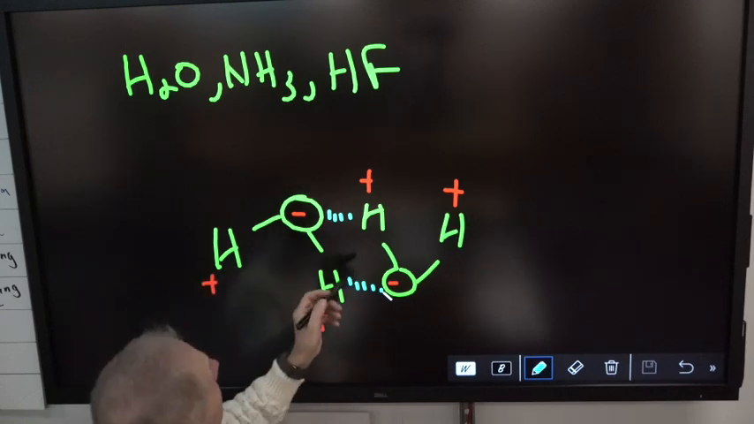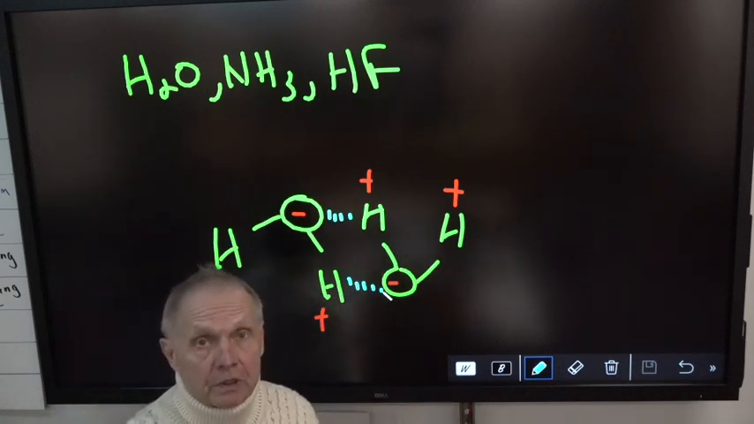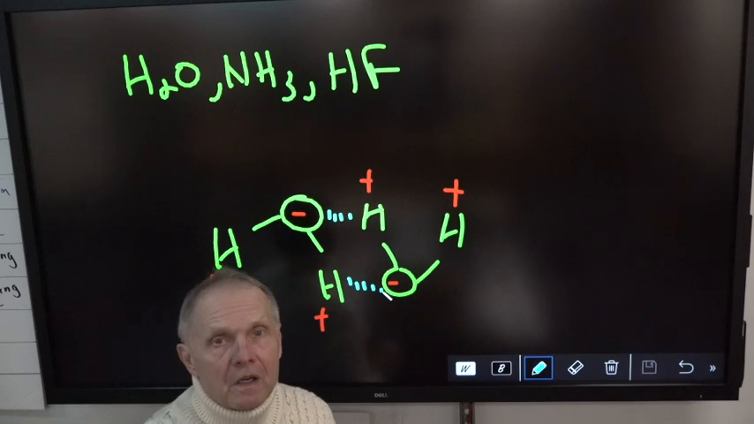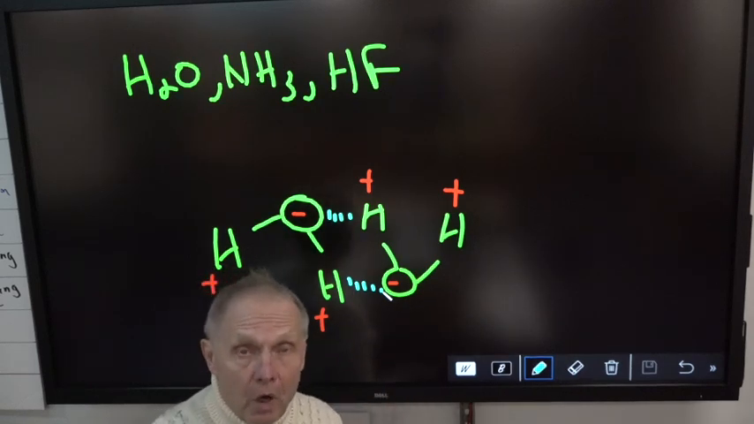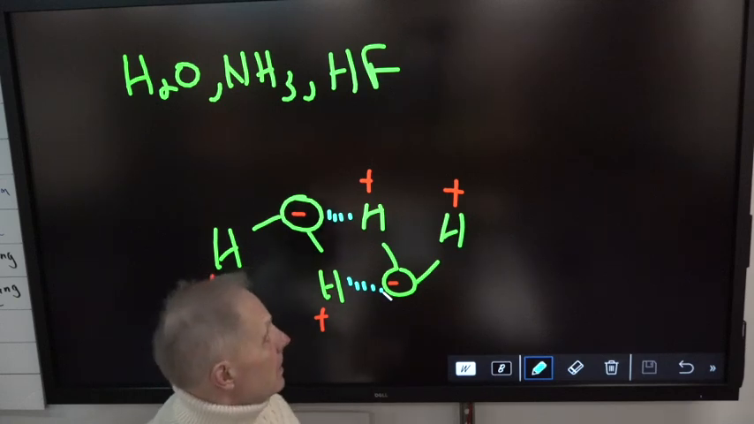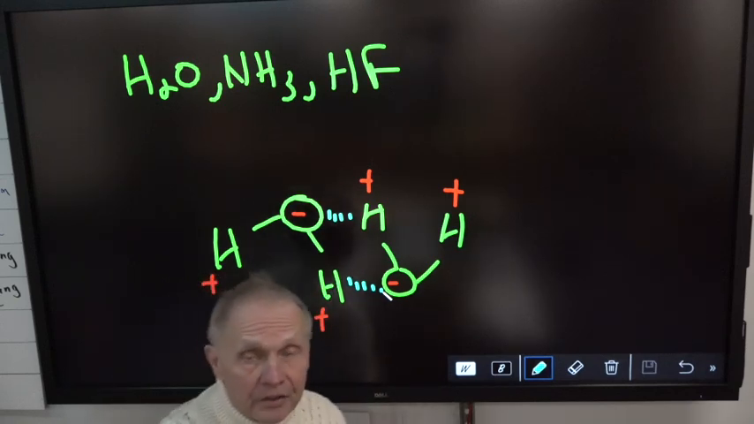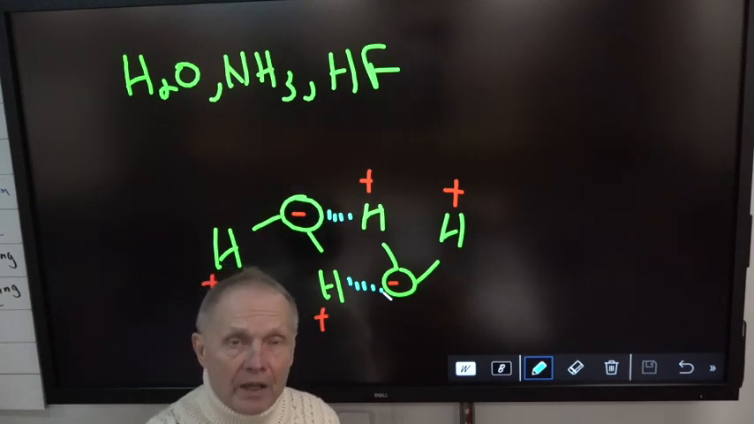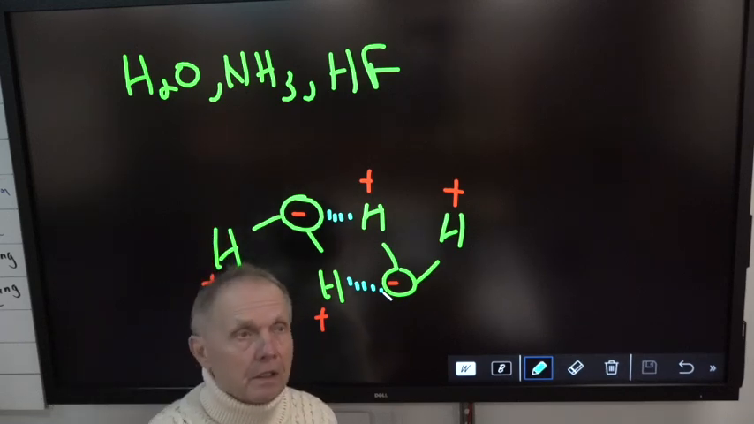Now the same would apply for NH3 molecules or HF molecules. Okay? Now, since those bonds are there, this gives, well, let's take water, this gives water certain properties. In order to boil water, you got to break the hydrogen bonds first. So, any liquid that has hydrogen bonding will have a very high boiling point.